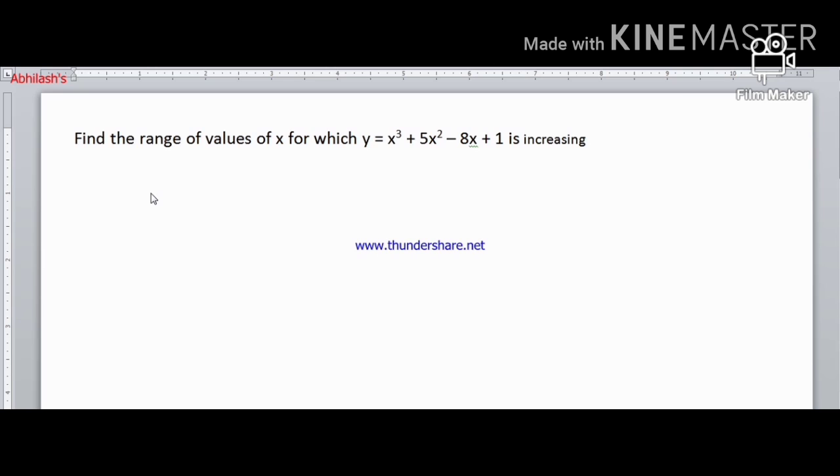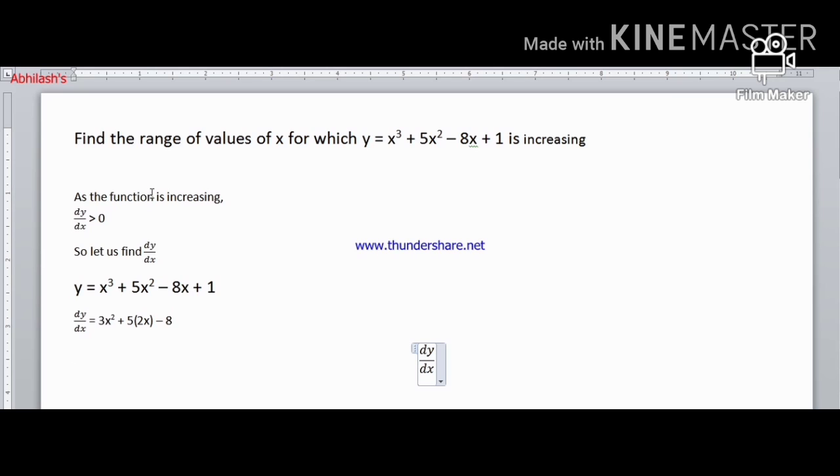Find the range of values of x for which y is equal to x cube plus 5x square minus 8x plus 1 is increasing. As the function is increasing, dy by dx is greater than 0. So let's find dy by dx, which is 3x square plus 5 into 2x minus 8. That is, dy by dx is equal to 3x square plus 10x minus 8.